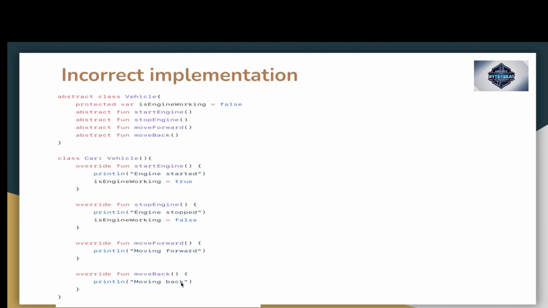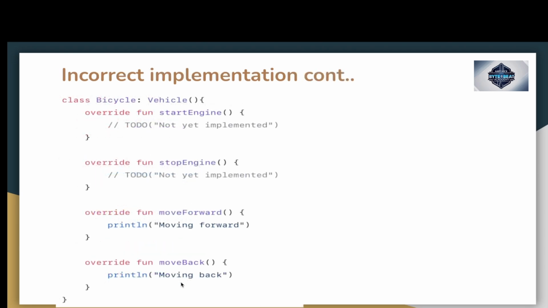Till this point there is no problem in this code, but the problem occurs now. We have a Bicycle class. This Bicycle class is also extending the Vehicle class, and the moveForward and moveBack methods are fine because class Bicycle has this behavior, but the startEngine and stopEngine methods are not required for this Bicycle class.